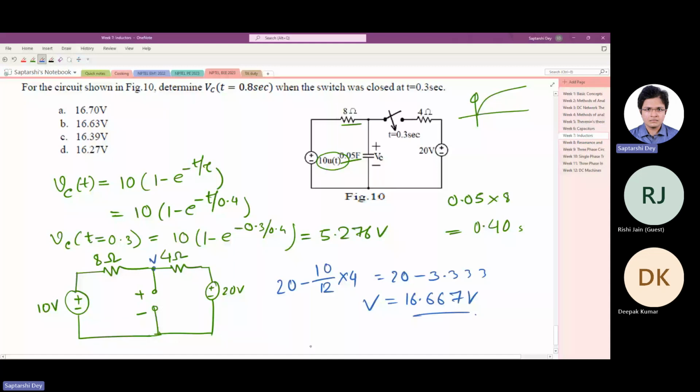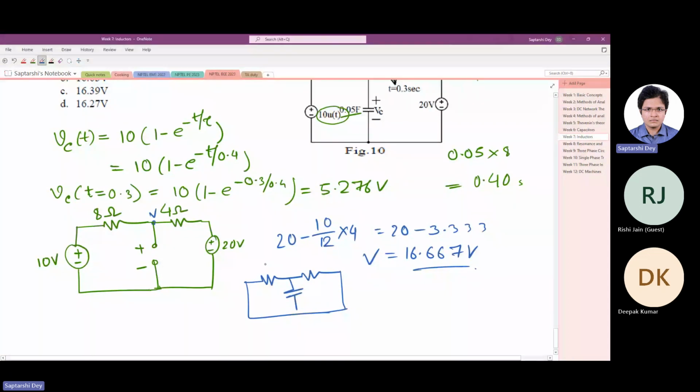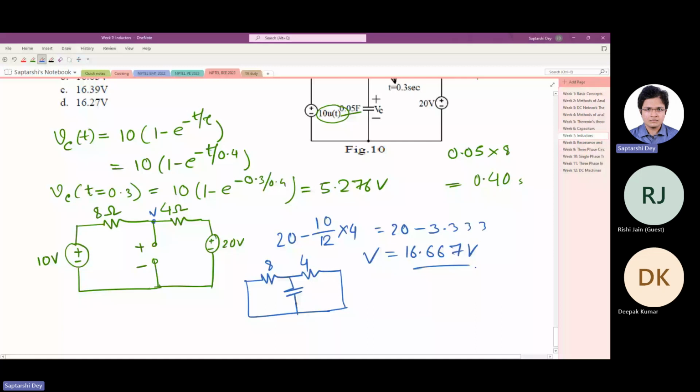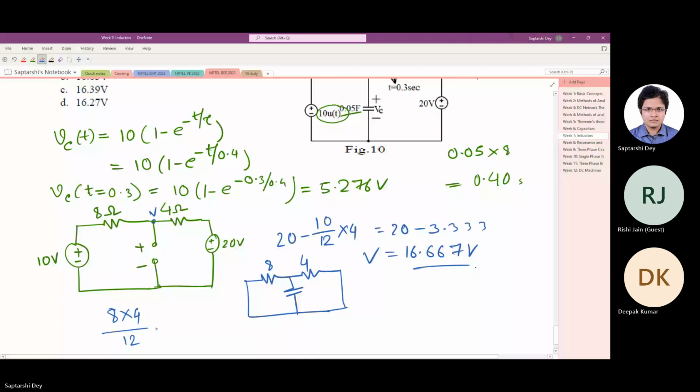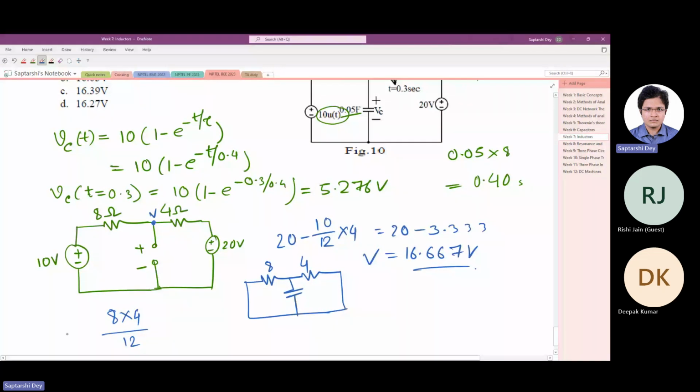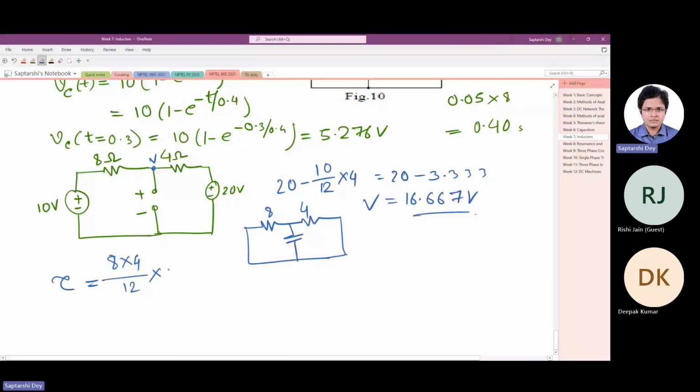Now we know the initial and final voltage of the capacitor, and in order to find out the time constant, we can draw this. What we are getting is 8 ohm and 4 ohm in parallel. So the resistance is 8 times 4 by 12. So what is the time constant? Time constant is ab by a plus b, 8 times 4 by 12, times the capacitor, which is how much? 0.05.